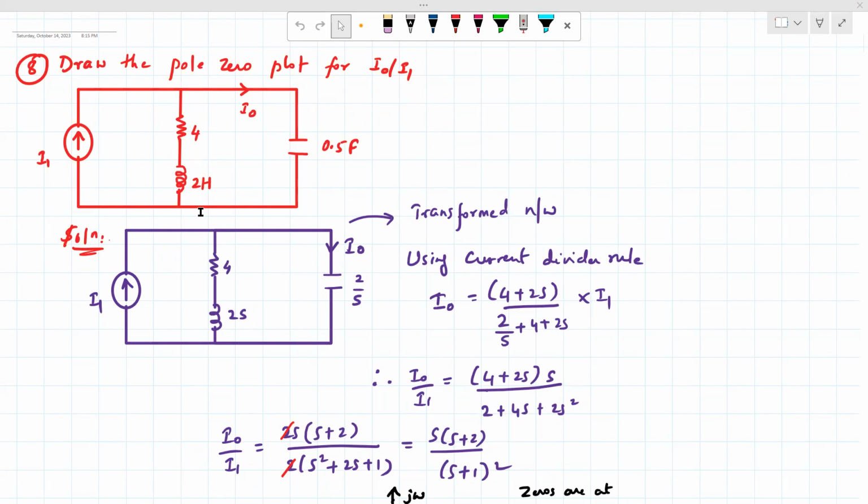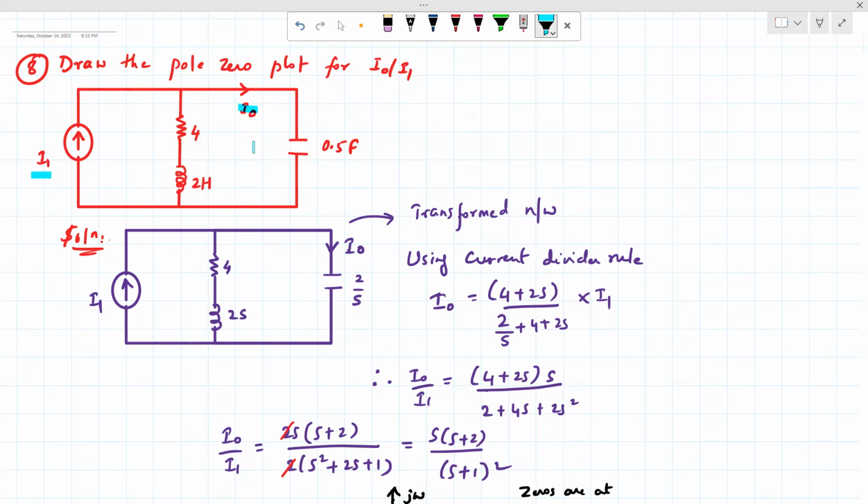Yes, we will go for the next numerical. Draw pole zero plot for I0 divided by I1. So I0 is here. I1 is given. Okay, this is the current source. So this is a circuit given.